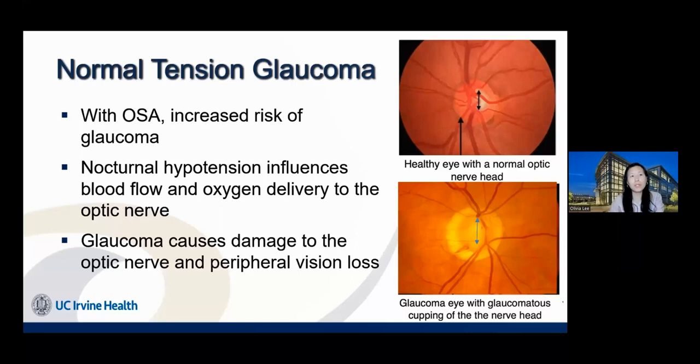And on the lower picture, you see a larger one, and you see a little hemorrhage off to the lower left-hand corner. This patient has normal tension glaucoma, and we call it normal tension because the typical glaucoma you hear about is associated with high pressure inside of the eye, but this type of glaucoma is typically associated with normal or even low eye pressure in the eye.